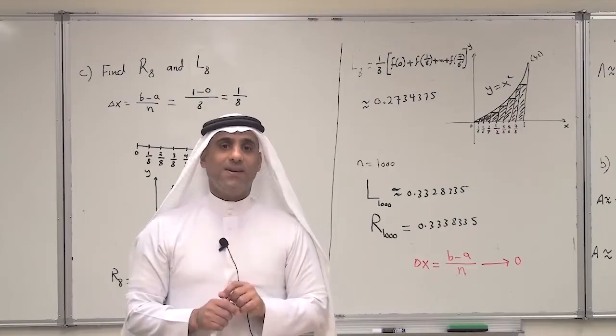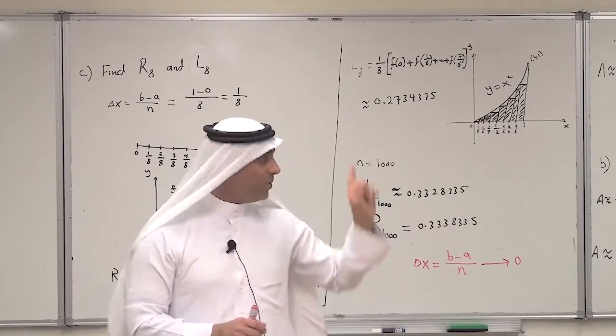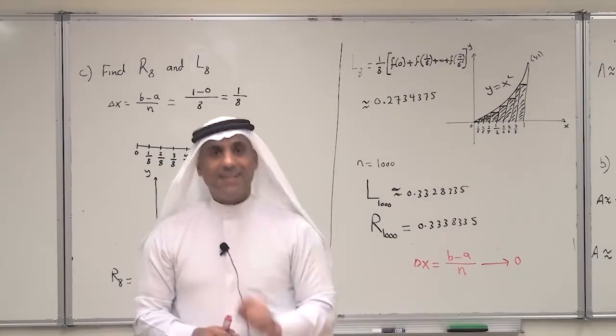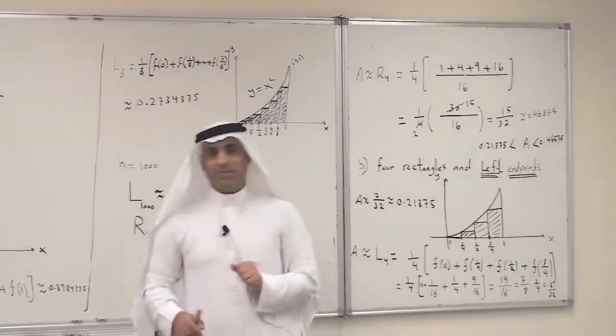So the next point is how to find the exact area under the curve. We will do it for this specific exercise, and we will see what is the exact area under the curve y equal to x squared from 0 to 1. That will be the next point.